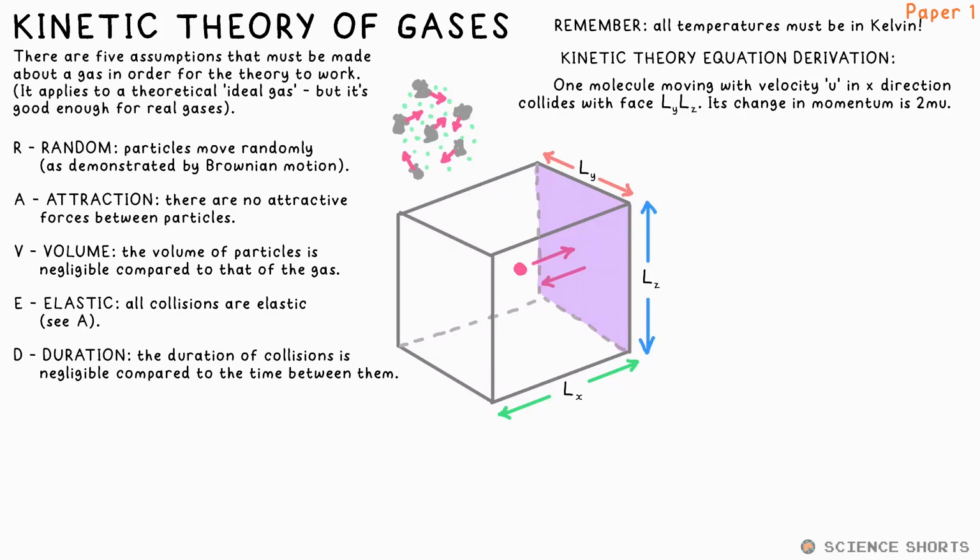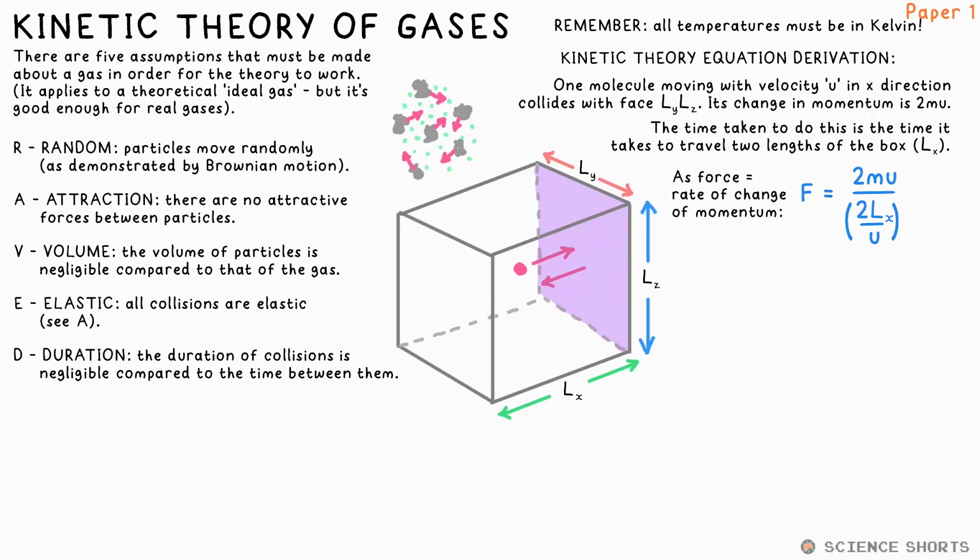Its change in momentum is minus 2mu, but we can drop the minus. We know that force equals change in momentum over time, but it's not exerting this force all the time, so we use the time it takes between these collisions. It takes 2 lots of distance divided by speed, so 2Lx over u. Therefore, force is equal to 2mu over 2Lx over u, which gives us mu squared over Lx.